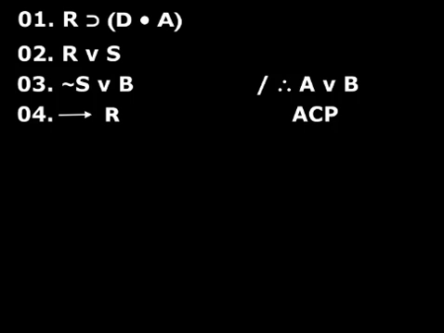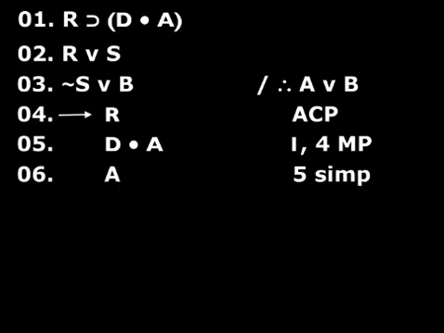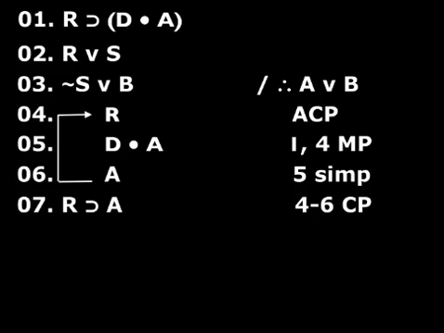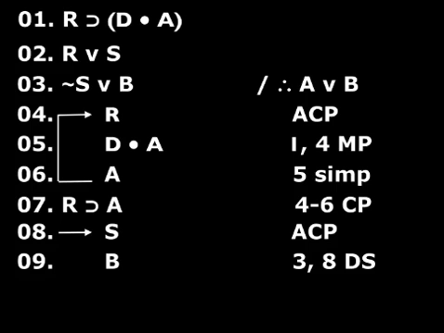Assume R. How can I get A? Well, now I can do modus ponens on 1 and 4 to get D and A, simplify A off. Now I can get the conditional if R then A. Okay. Right there. Now, what am I going to do? I'm going to do another conditional proof, so you can do more than one. So I'm going to start another subproof. I'm going to assume S, and my goal is to get if S then B. So I assumed S. How can I get B?